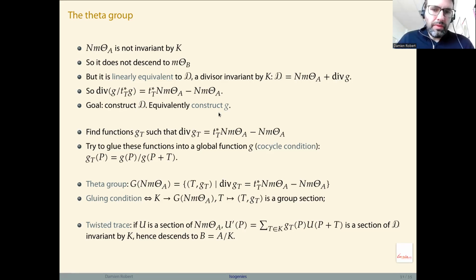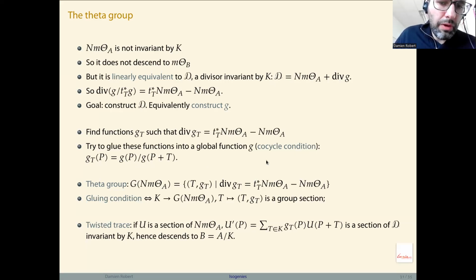G. Okay, so what I know is that when I translate nm theta A by a point of my kernel, it's always linearly equivalent to nm theta A, so there always corresponds some function Jt such that the divisor corresponds to this. And what I hope is that I can find functions Jt that glue together to a global function G. So they need to satisfy some classical condition. But if I find my functions Jt carefully, they will glue together to a big function G, which will allow us to define our divisor D that does descend.